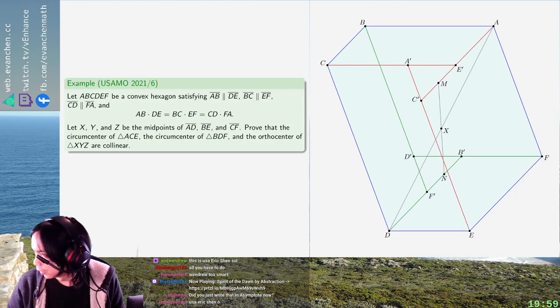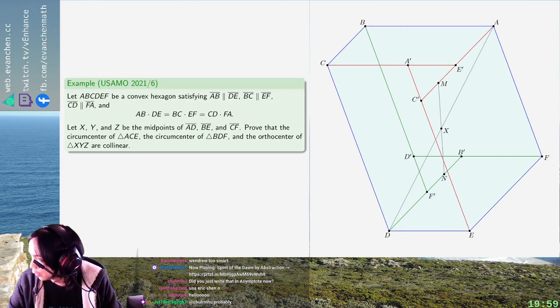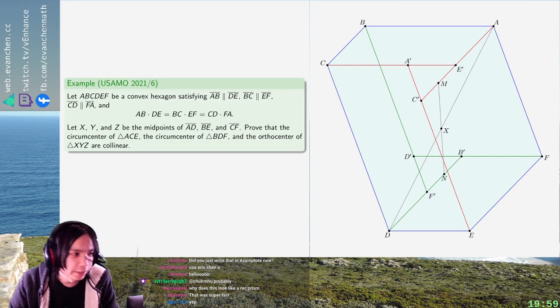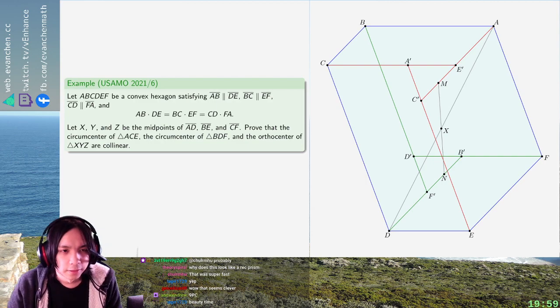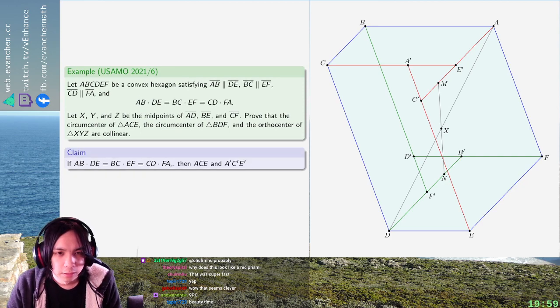Okay, so these two triangles you can very quickly check are congruent because the lengths are equal to the differences of these things, blah blah blah. Also, X is the midpoint of AD, is the midpoint of MN. That'll be relevant in just a moment. Here is the beauty. Claim: if AB times DE equals BC times EF equals CD times FA, then ACE and A prime, C prime, E prime have the same circumcenter.